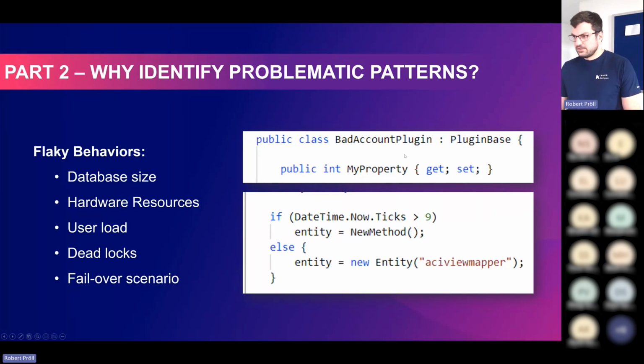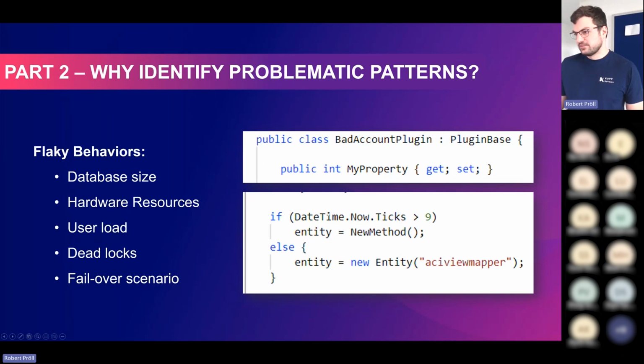We got two examples here. For example, the stateful property in a stateful plugin. Usually we don't have it on the demo environment, because this only occurs if you have parallel executions. The instance will be reused, and then at the end you have an undefined value for my property, because you don't know which thread actually changed the value, right? So all of those things are basically problematic patterns, and you should avoid them before you deploy to production.